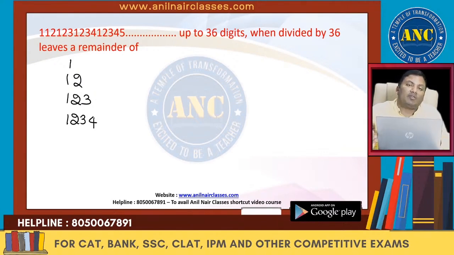The first number ends with 1, the second number ends with 2, the third number ends with 3, the fourth number ends with 4. So the nth number will end with n. The nth number is 1, 2, 3, 4 and so on up to n. This goes up to 36 digits. Now see here.